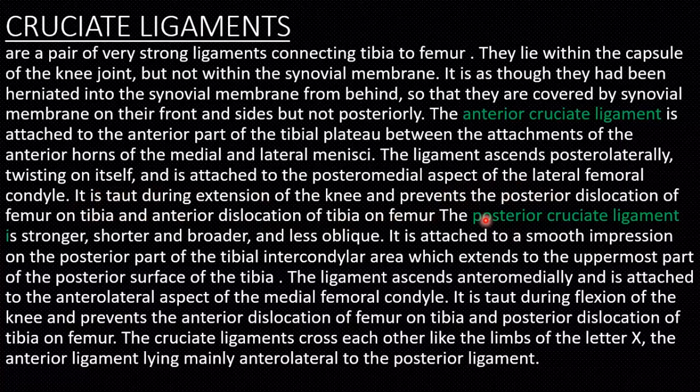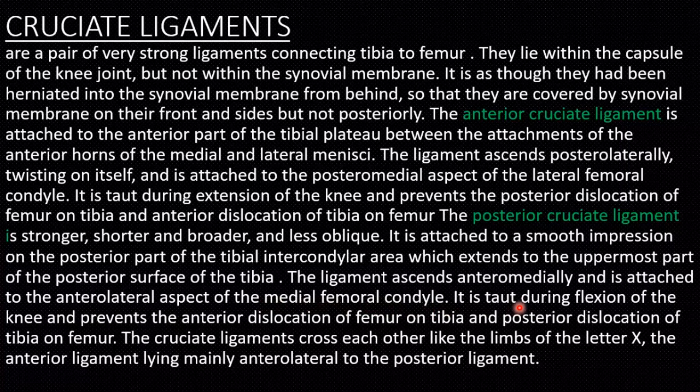Now, posterior cruciate ligament is stronger, shorter, and broader than the anterior one. It is attached to a smooth impression on the posterior part of the tibial intercondylar area, which extends to the uppermost part of the posterior surface of tibia. Now, this is how it ascends. Unlike the anterior one, this will ascend anteromedially and be attached to the anterolateral aspect of the medial femoral condyle. Okay, what are its actions?